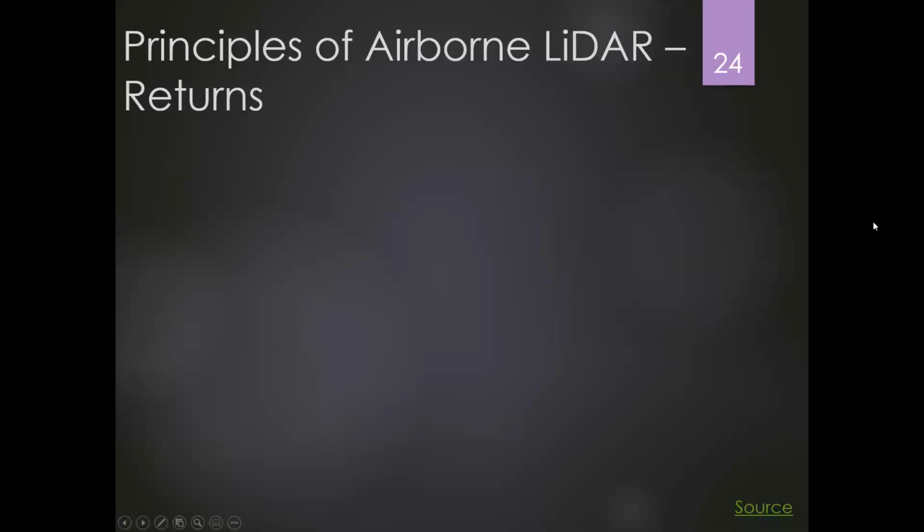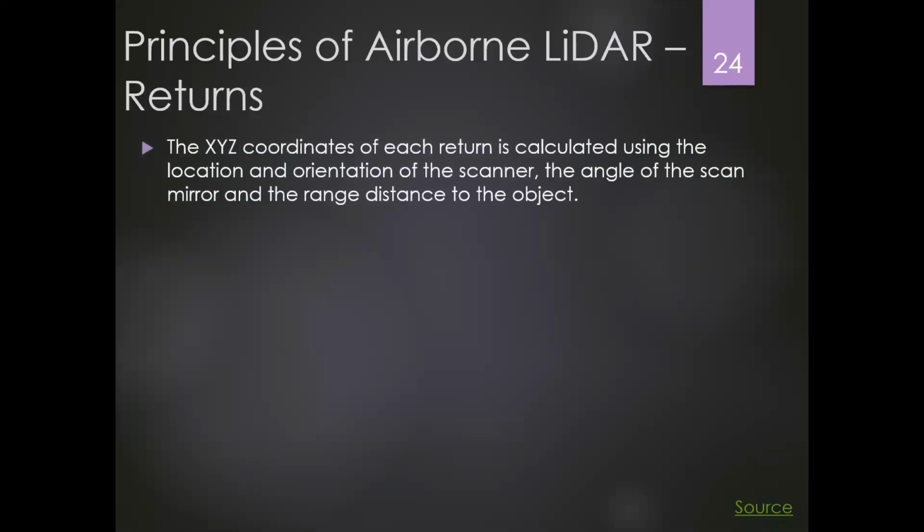Okay, let's continue with LiDAR returns. So the X, Y, Z coordinates of each return is calculated using the location and orientation of the scanner, the angle of the scan mirror, and also the range distance to the object. So X, Y here are latitude and longitude, of course. It's the location of the data point on the surface of the Earth.